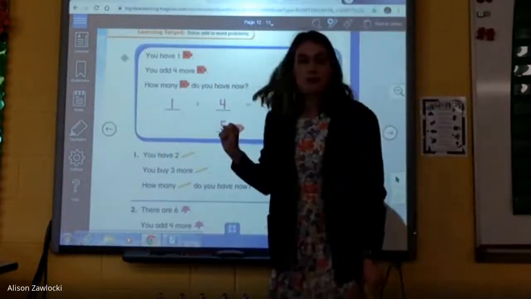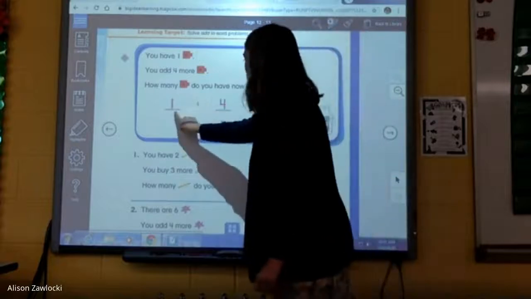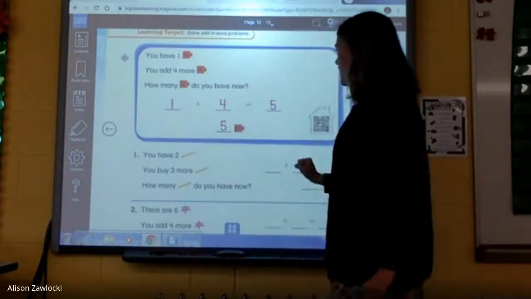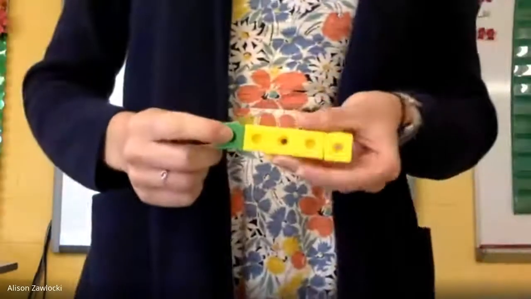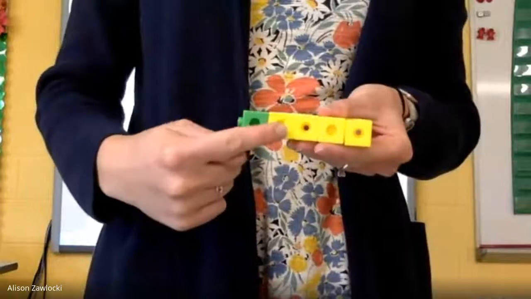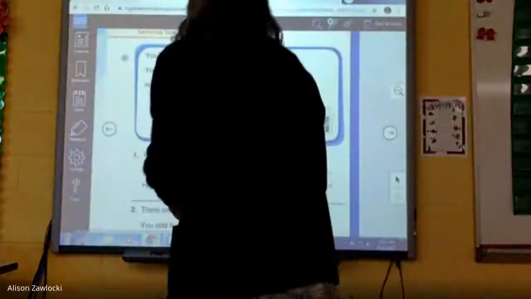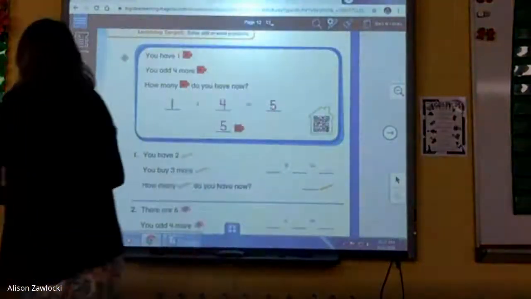So we see here they wrote a number sentence. They wrote 1 plus 4 equals 5. There are 5 blocks. Let's double check and make sure that's true. 1 plus 4 equals 1, 2, 3, 4, 5. They are right. So now let's do this one together.